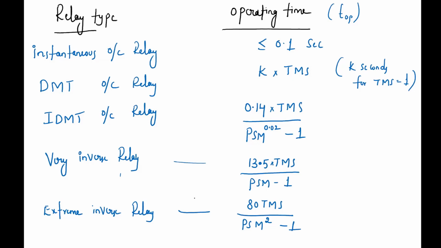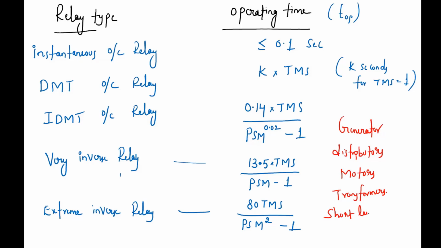Where do we use these overcurrent relays? Non-directional overcurrent relays are used for overcurrent protection of generators, distributors, motors, transformers, and short length feeders or transmission lines.